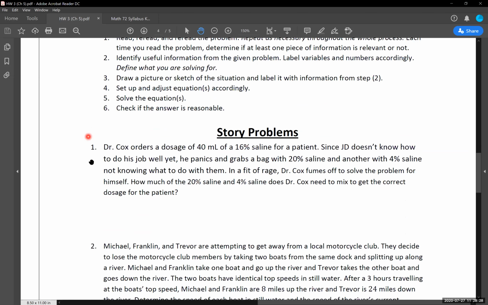So taking a look at our first problem that we have here. Dr. Cox orders a dosage of 40 milliliters of a 16% saline for a patient. Since JD doesn't know how to do his job well yet, he panics and grabs a bag of 20% saline and another of 4% saline, not knowing what to do with them. In a fit of rage, Dr. Cox fumes off to solve the problem for himself. How much of the 20% saline and 4% saline does Dr. Cox need to mix to get the correct dosage for the patient?